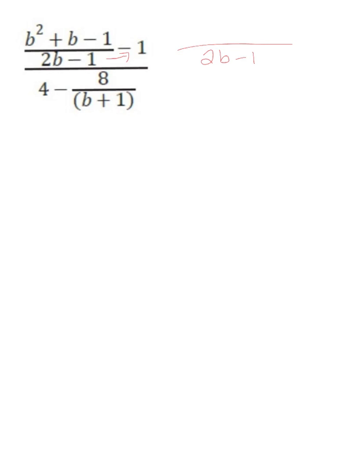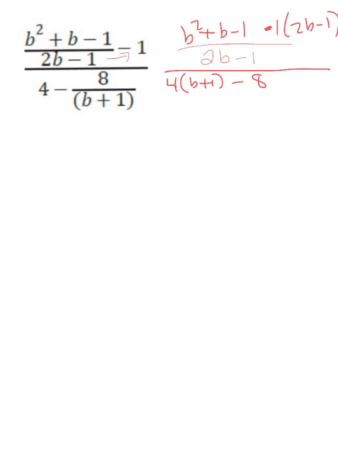And so I've got a b squared plus b that I'm not touching, minus 1. And then I'm going to subtract 1 times a 2b minus 1. This way they're all over the same thing on the bottom. Then that whole thing is over this one, which has only one common denominator, b plus 1, so the 8 already has it. So we get 4 times that common denominator. It does not have the b plus 1, minus an 8, and that whole thing is over b plus 1.